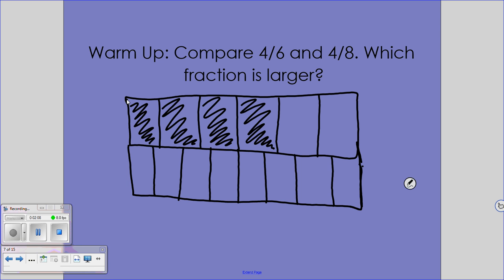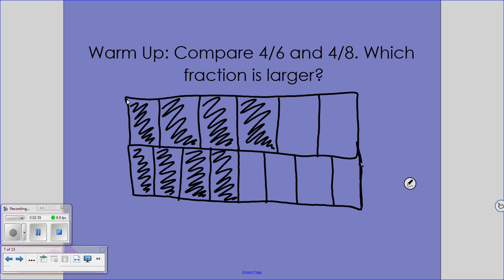Now what? Eleanor? Shade in 4. Yes, I'm going to shade in 4. Eleanor, which part of my fraction tells me to shade in 4? The numerator. Alright, I've shaded in my fraction pieces. They both have 4 shaded in, so how do I know which one's bigger?